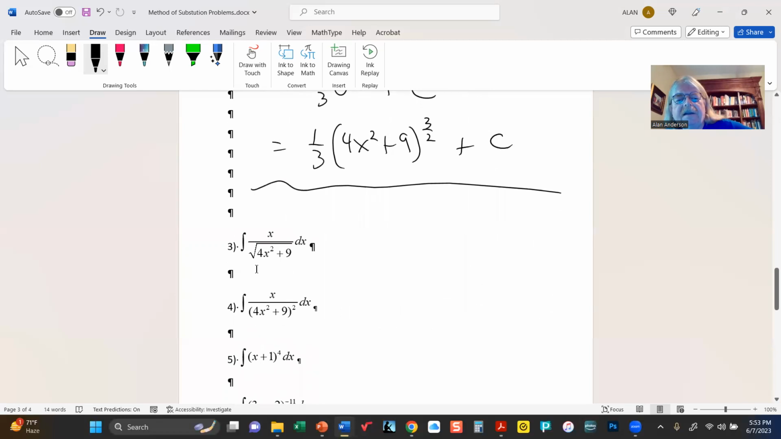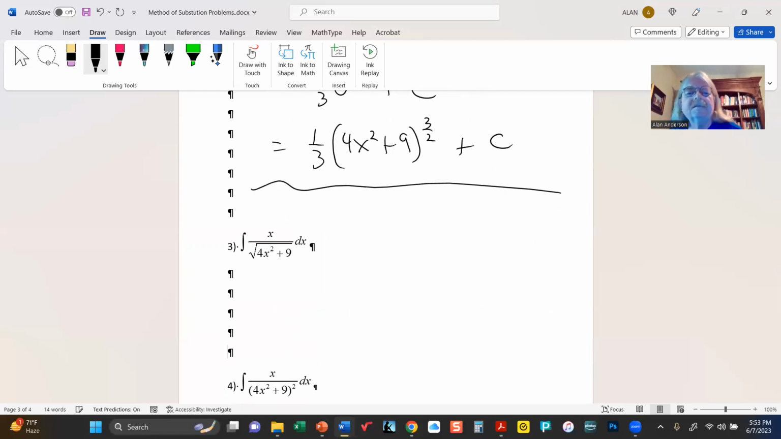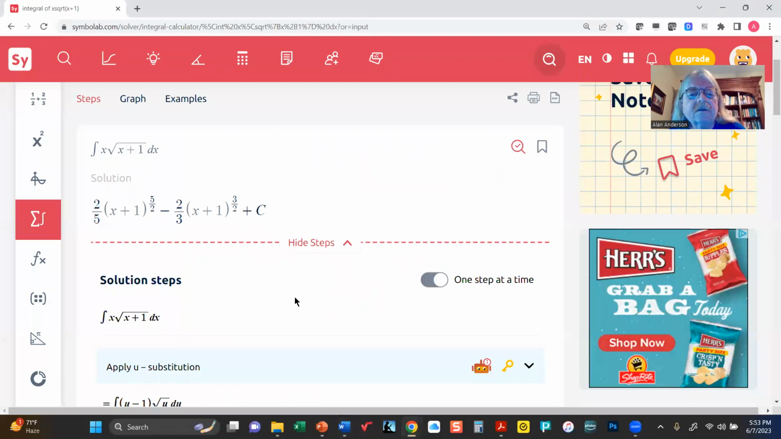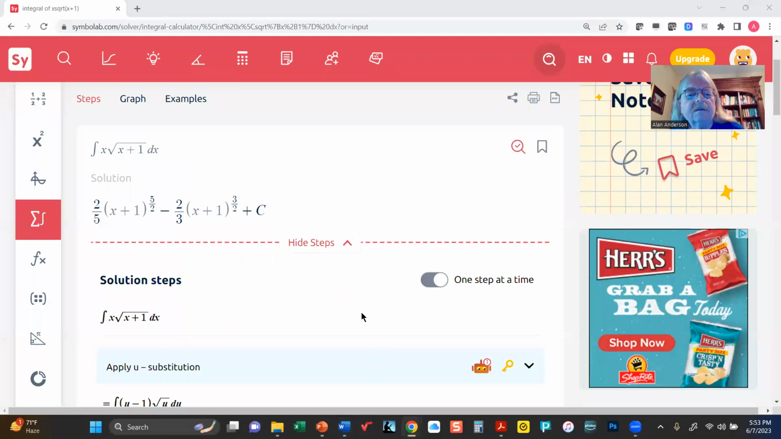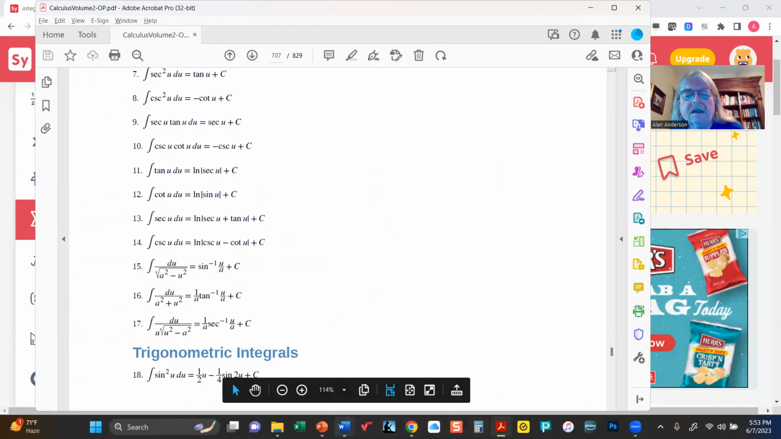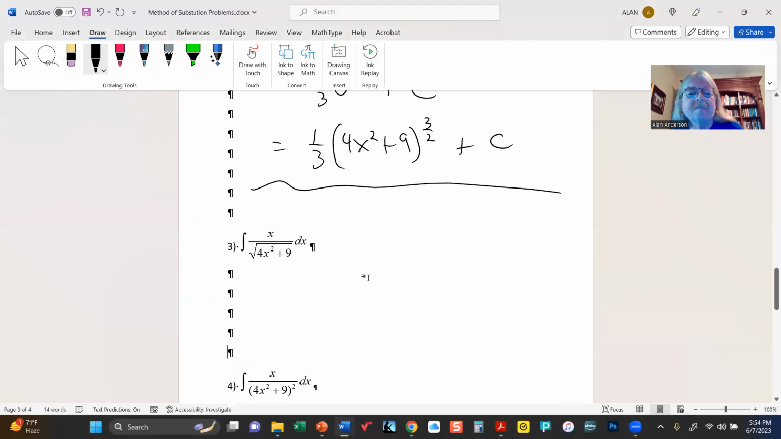Okay. Now these look pretty scary. Let's take a look at our integral table, just in case one of these shows up here. No, it doesn't look like it. It superficially resembles these last three, but no, not close enough. Okay. Because we have this x in the numerator. So, all right, here's what we'll do. Let's try u is 4x squared plus 9.